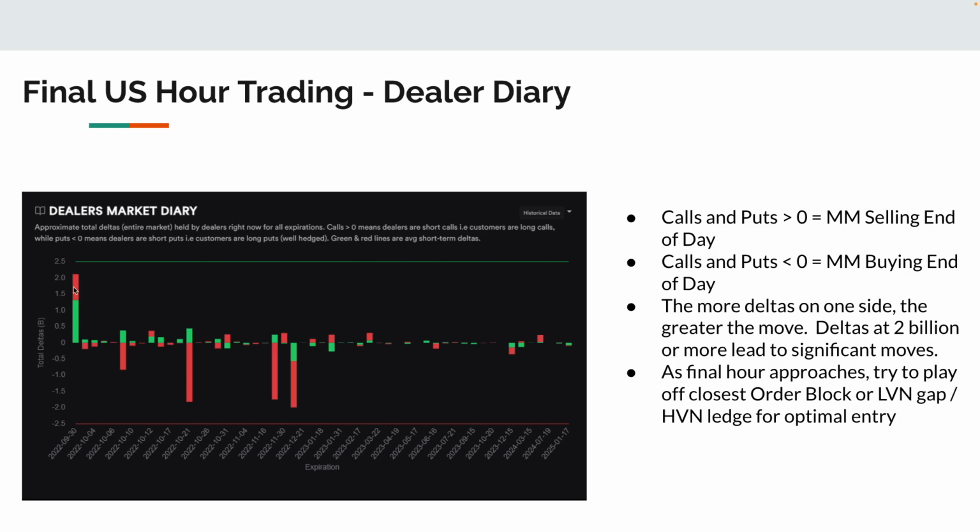The day was actually moving lower all day. And then we have all these positive deltas that need to be de-hedged at expiration, so that final hour. And that led to this massive selling that I'll show here shortly.